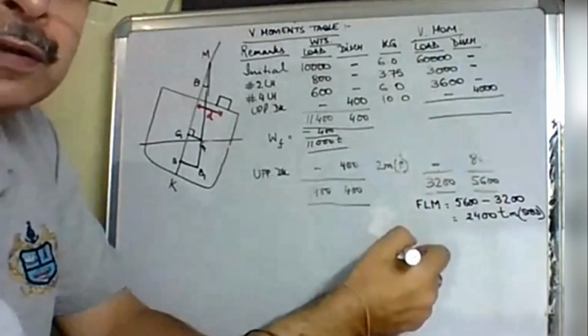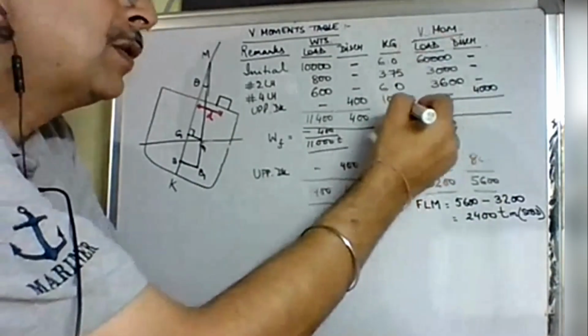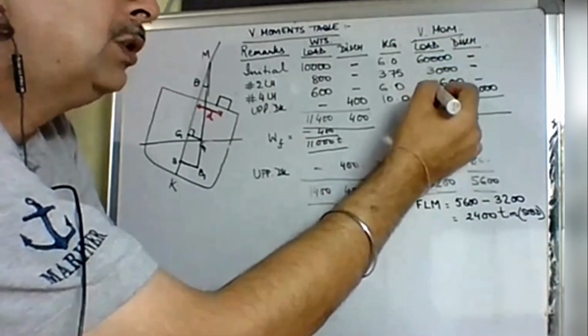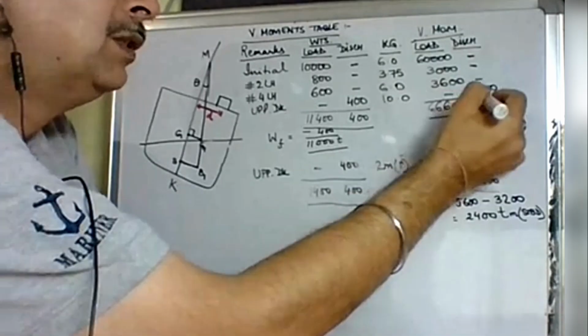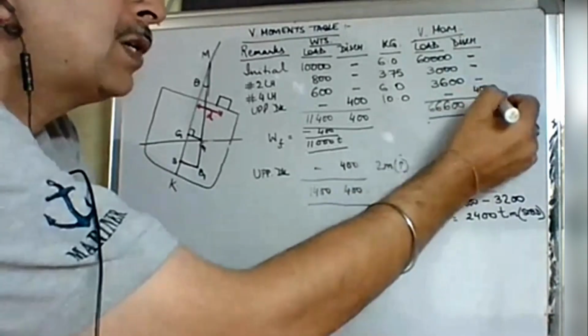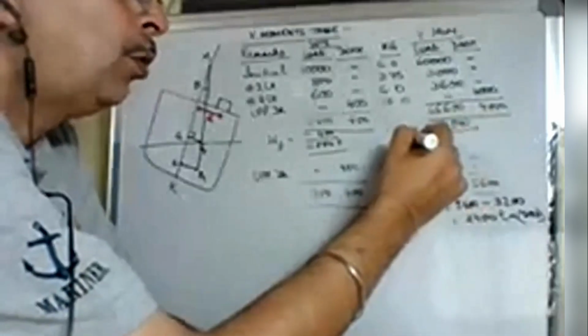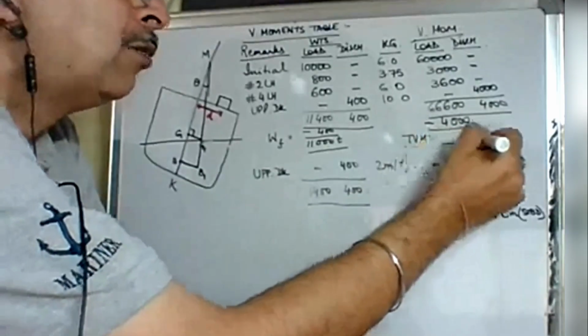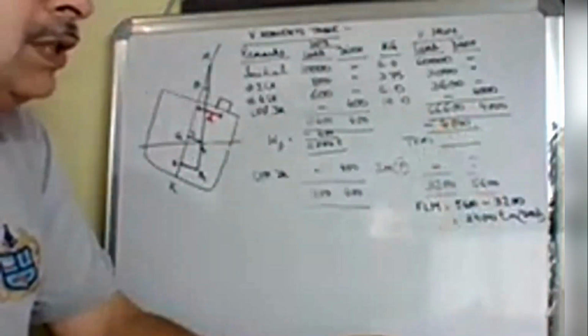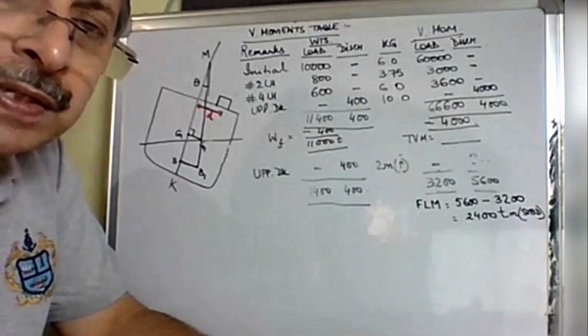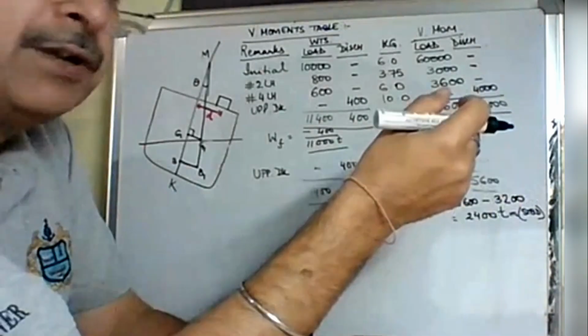Yes, sir. Okay. We are now coming on to vertical moments. So 60,000, 3,000, 66,000, 1600, double zero. This is 4000, so minus 4000, that will give me total vertical moments, the final vertical moments, it is the same thing. 66,600 minus 4,000 comes as equal to 62,600.